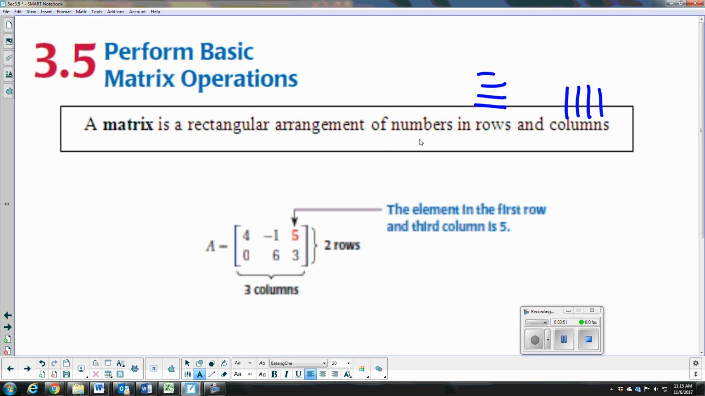But on your note sheet, a matrix is a rectangular arrangement of numbers in rows and columns. So again, here's 4 rows, and here are 3 columns. So the element in the first row and 3rd column is 5. First row, top row, 3rd column, 1, 2, 3. That value is 5.